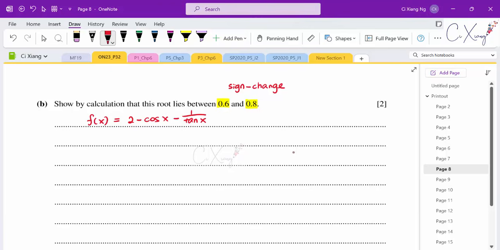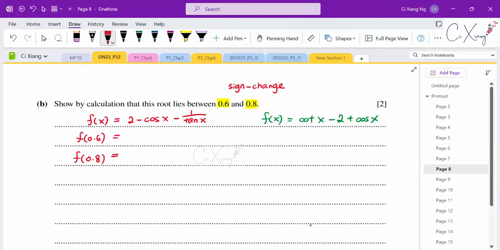Okay, you can also do it the other way around, which means that it is okay if you want to keep the cotangent on the left, then move everything to the right. So it will become negative 2 plus cos x. So it is okay, no problem at all. Now I want to substitute the values into the function. So I want to substitute 0.6 and also 0.8 into the function.